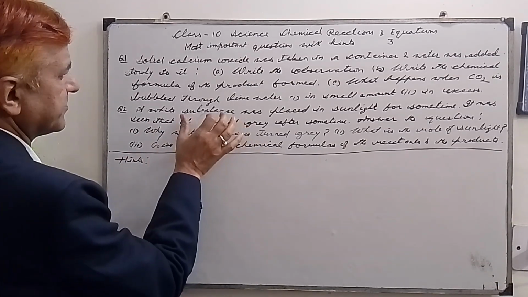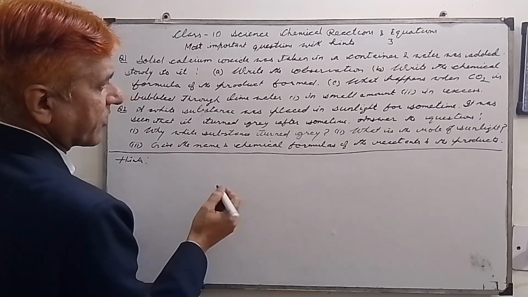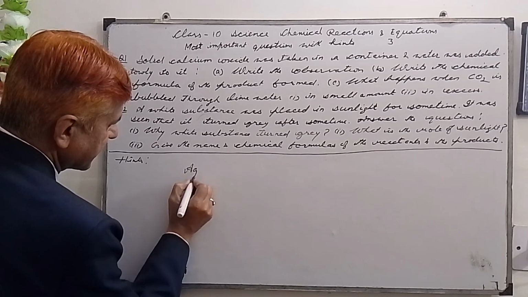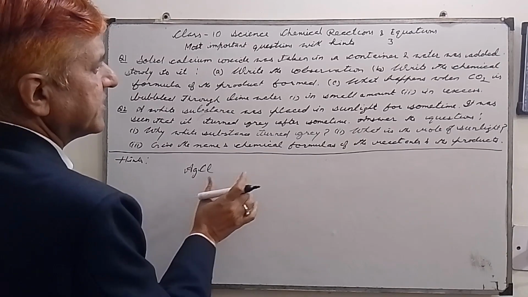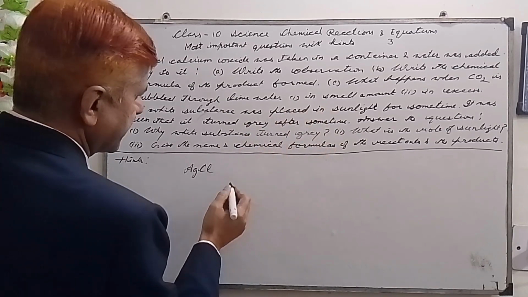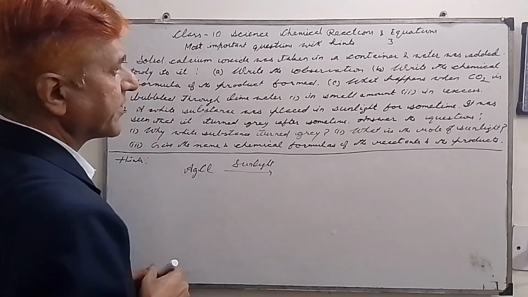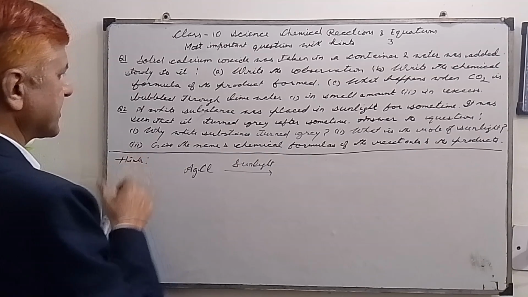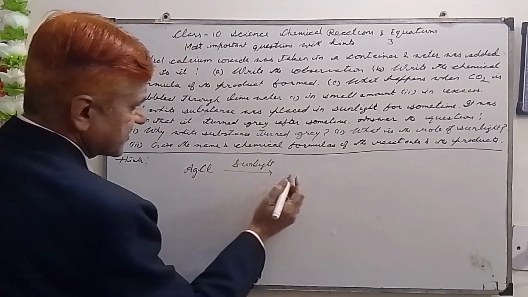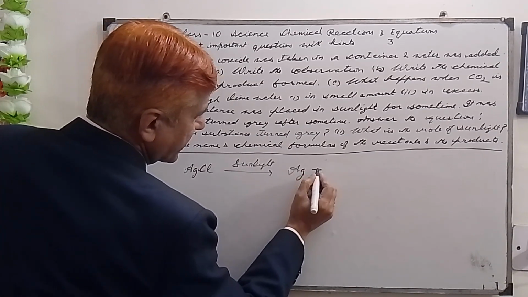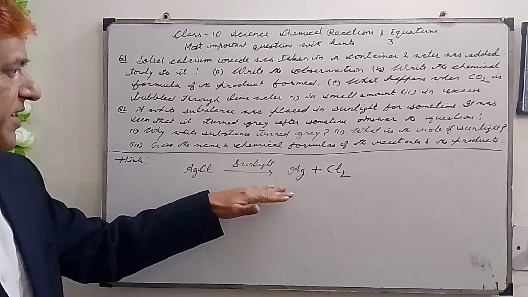So the white substance, actually, this is silver chloride. This reaction is also, my dear students, very very important. Silver chloride is placed in sunlight for some time, and the reaction gives silver and chlorine gas. So this is the reaction.